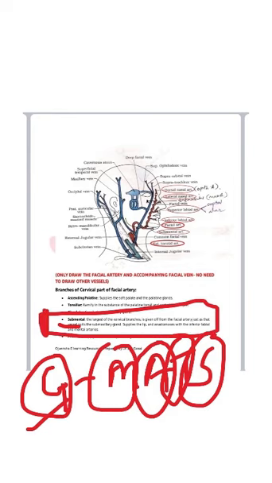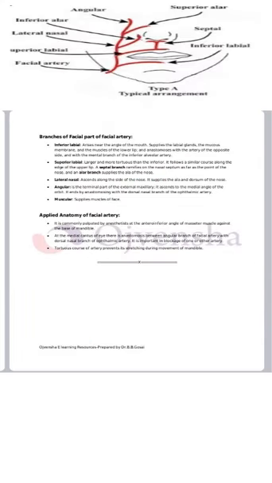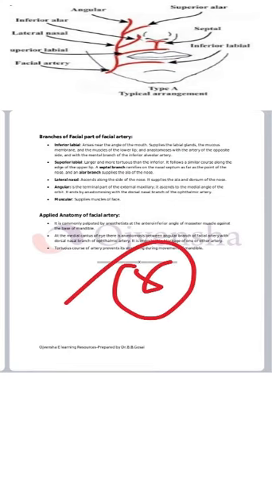It is given off from the facial artery just when it quits the submaxillary gland. So the key points, you will remember this as GMATS, and one thing you will have to mention is the largest branch is the submental artery. Now coming to the facial part of the facial artery, that is again divided into 5 branches. For this also I have a mnemonic, that is MALES.